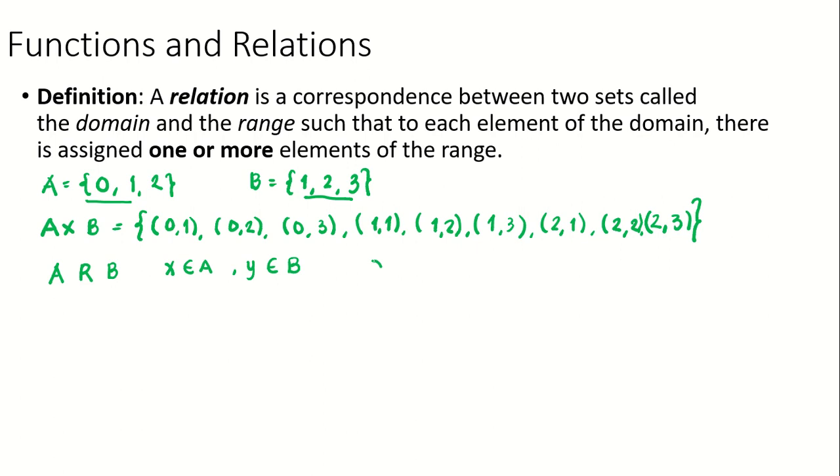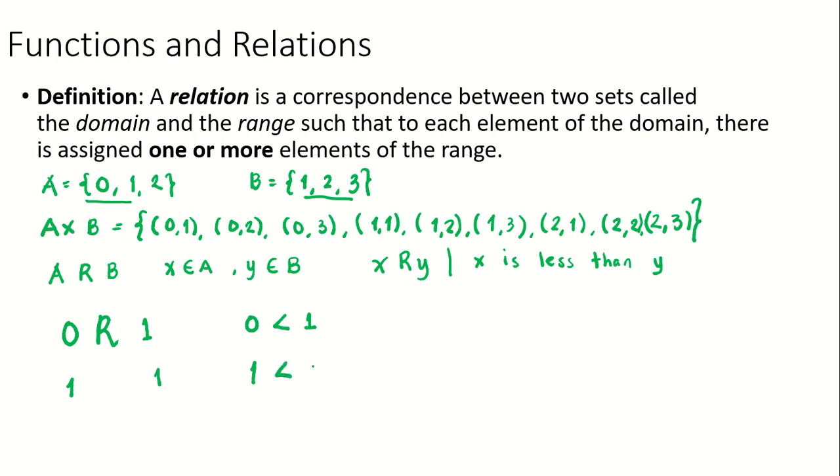Let's define relation x related to y such that x is less than y. Among this relation, let's get 0 and 1. Is 0 less than 1? 0 is less than 1. That's why 0 is related to 1. Let's say we have 1 and 1. 1, is it less than 1?